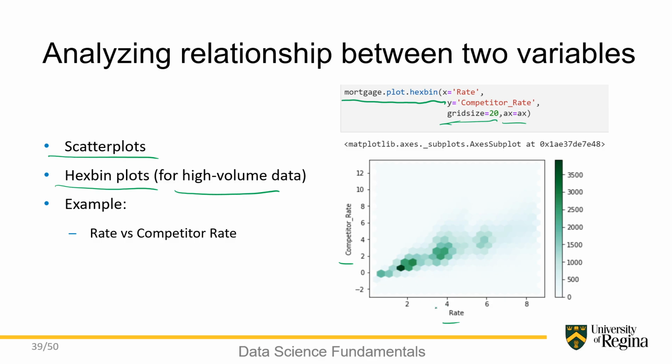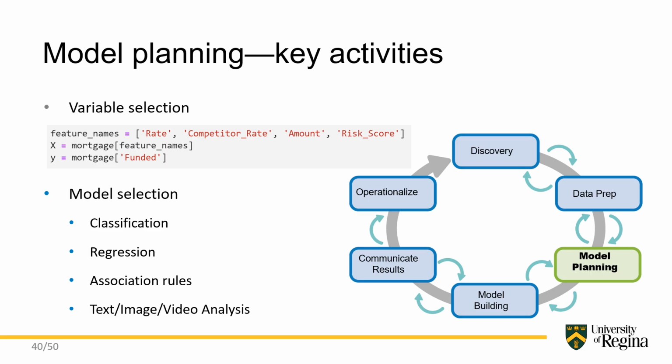You can see here that most of the competitor rate and rate values are around this area. There was a high count where our rate was maybe less than 2 and the competitor rate was a little bit over 0, which means that a lot of mortgage applications probably were not funded, because visually it seems like if customers have a better rate elsewhere, they go with the better rate.